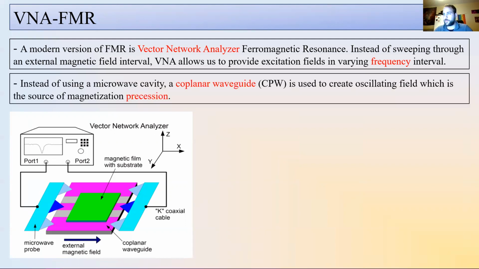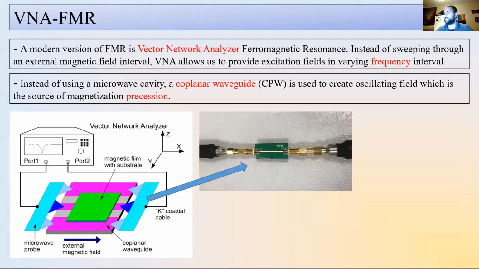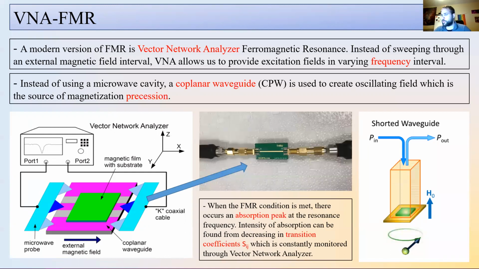So instead of using a microwave cavity in this experimental method, a coplanar waveguide is used to create the oscillating field, which is the source of the magnetization precession. So how does this occur? When the FMR condition is met, an absorption peak occurs at the resonance frequency. The intensity of absorption can be found from the decrease in transmission coefficients, which is a broader subject that I do not want to detail here, and which is constantly monitored through a vector network analyzer system. Here we can see our shorted waveguide, and our power input and output will be different if a resonance condition is met in our coplanar waveguide field.